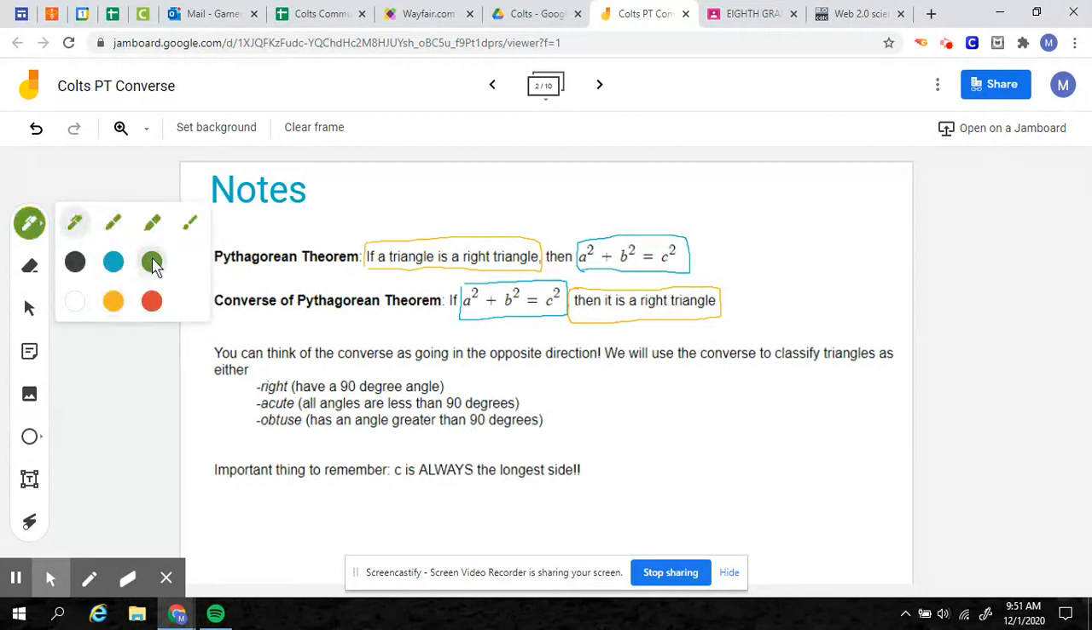So the way we're going to use the converse to solve problems is to classify our triangles as either right, acute, or obtuse. So remember, a right triangle has a 90-degree angle. So that angle usually has a box in the corner. It looks like a sharp corner. Acute means that all the angles are less than 90 degrees. So the easy way to remember this is acute things are usually small and tiny. So these angles are small. And then an obtuse triangle, where the angle is greater than 90 degrees. So those are our three options. We want to say if the triangle is right, acute, or obtuse.